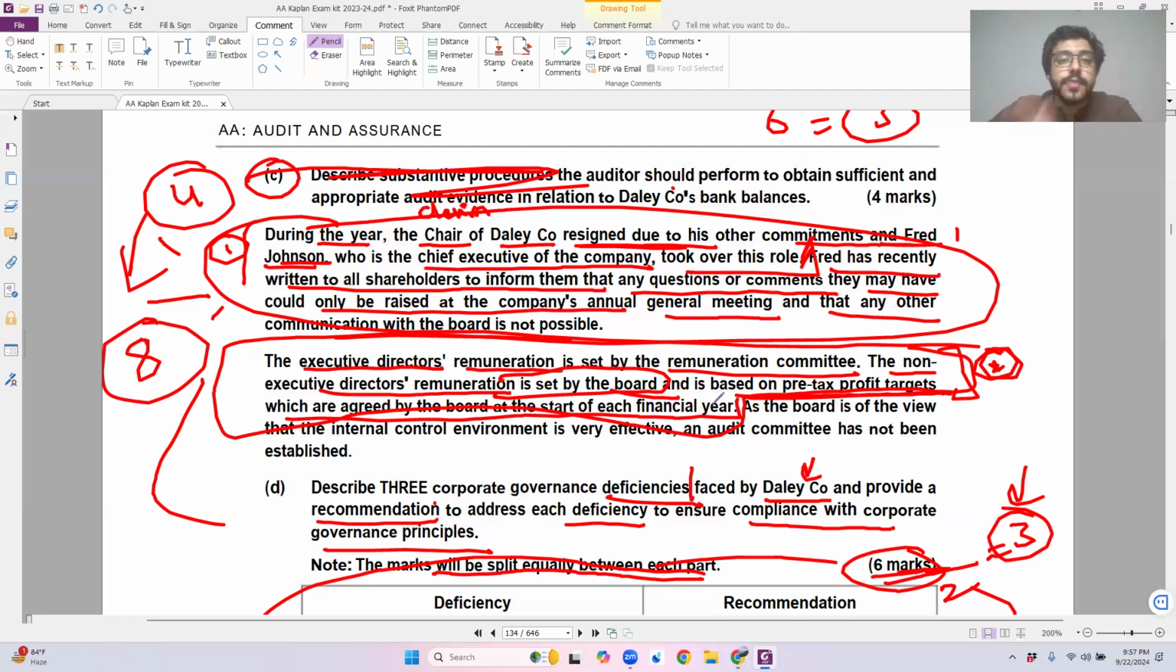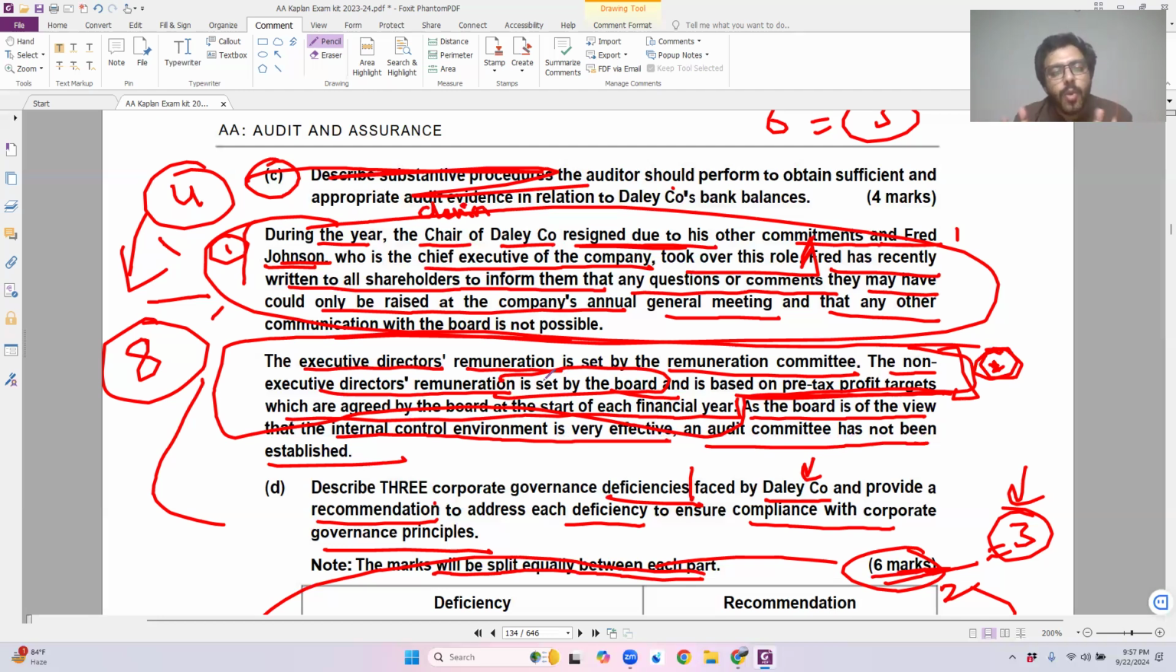Now, let's come towards where we left the question from. The next part. As the board is of the view that the internal control environment is very effective, an audit committee has not been established. Okay. Great. That could be an issue. I think that this company should take the Code of Corporate Governance pages, burn them, and then throw them away because they are doing everything so wrong. That is what I think of it.